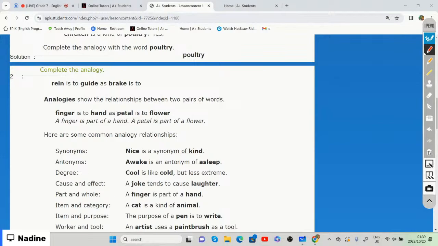We use the reins to guide basically a horse. What do we use the brakes for? What are the brakes on a car or bicycle for? What are the brakes used for? If reins are used to guide, for example, the horse, then what are brakes used for?